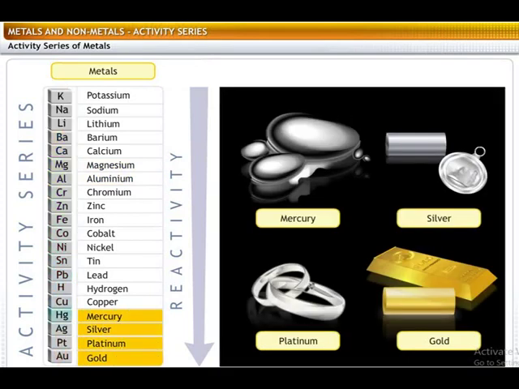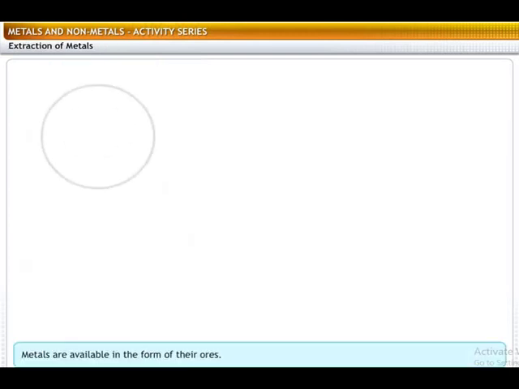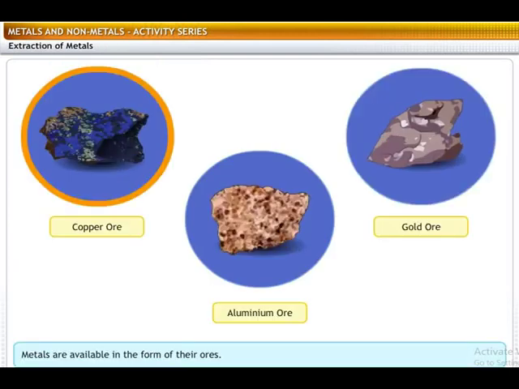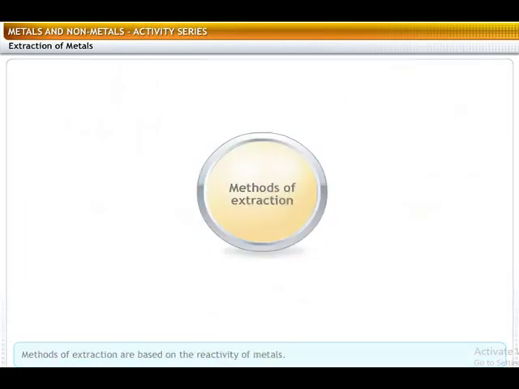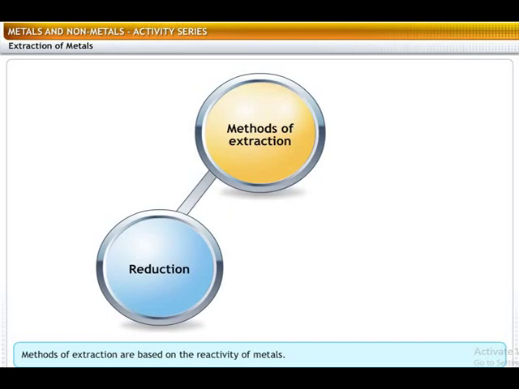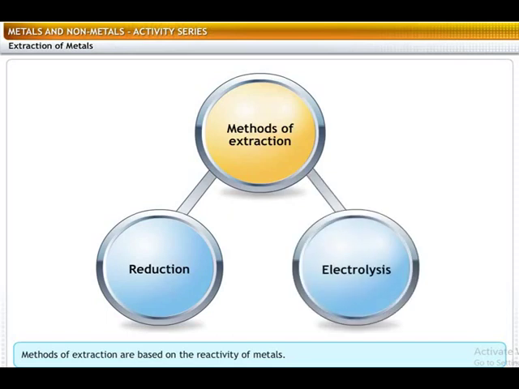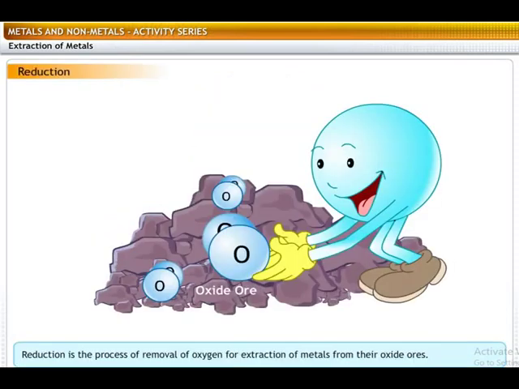A number of metals are available only in combined forms as ores. To obtain the pure forms of these metals, we need to extract them from their respective ores. Based on the reactivity displayed by metals, they can be extracted through the following methods: reduction and electrolysis. Reduction is the process of removal of oxygen for extraction of metals from their oxide ores.